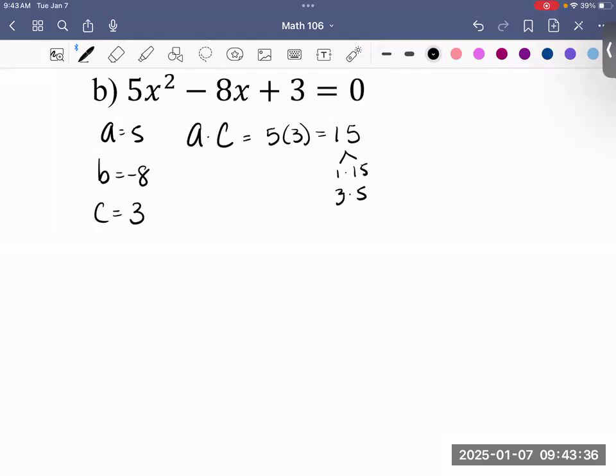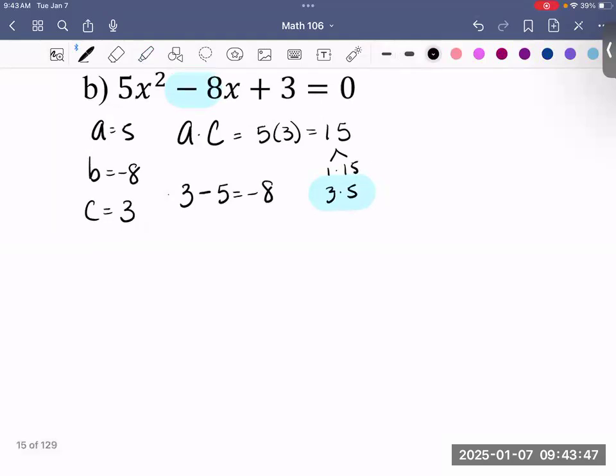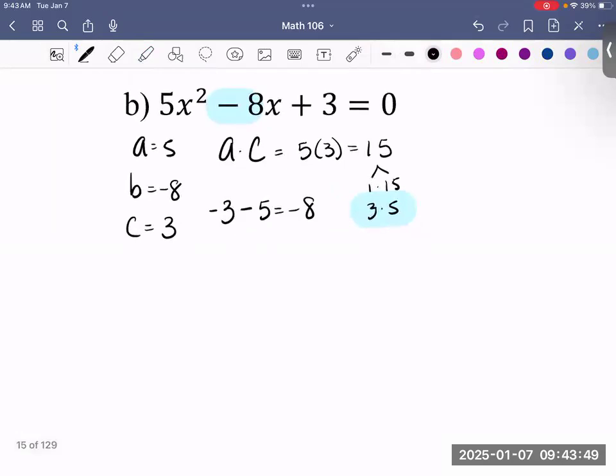Now we are trying to find how to get -8. So trying to get -8 with 5 and 3, we need a -5 and a -3. And if we were to multiply those signs back together, we do get a +15. So we found the correct pair.